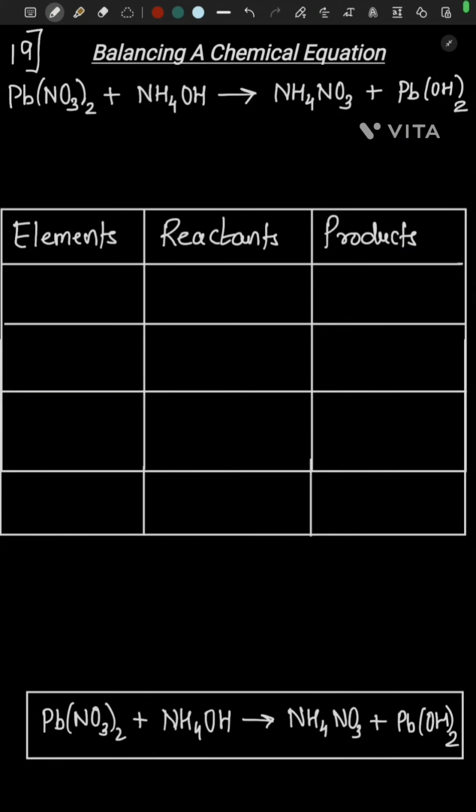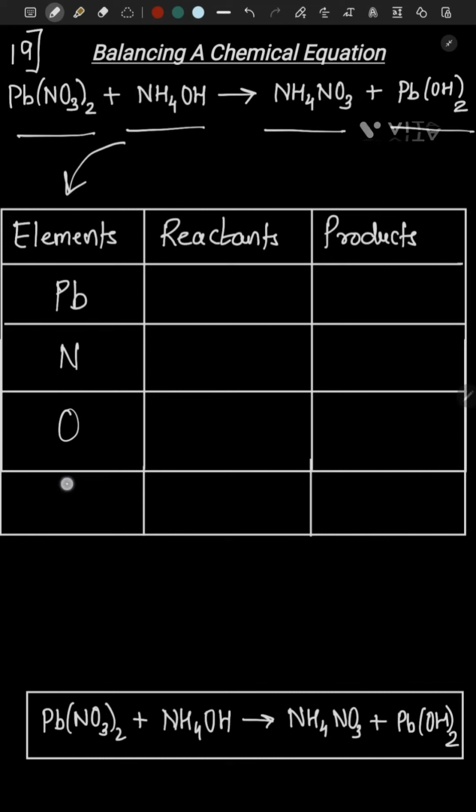Let's take one more chemical equation for balancing. We'll start with the reactant. We have lead nitrate reacting with ammonium hydroxide, giving us ammonium nitrate and lead hydroxide. The way we used to do, we are going to write in the same manner which elements are involved. So we have lead over here along with nitrogen, then we have oxygen, and last we have hydrogen. We used to find out how many atoms of each are present. So for lead, it is 1 on the reactant side.